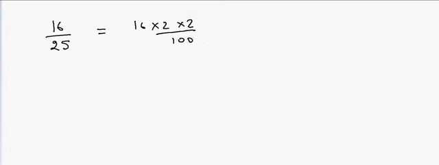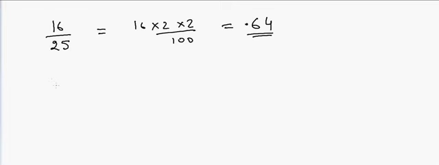Again, if I have to divide by 25, suppose I have 16 and want to divide by 25, how will I go about this? In that case, I can write it as 16 into 10 into 2 into 2 divided by 100, right? So here, double of 16 is 32, and then 32 double is 64, so the answer is 0.64.